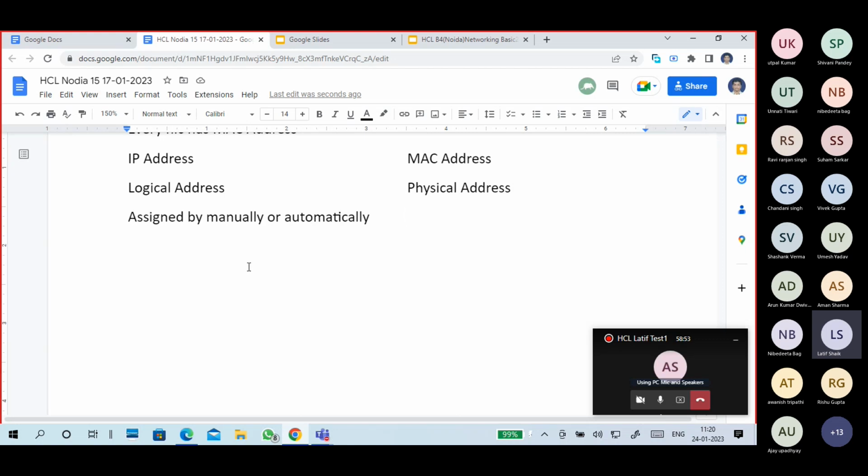Like that you can also write, in two words: IP address can be configured either manually or automatically.